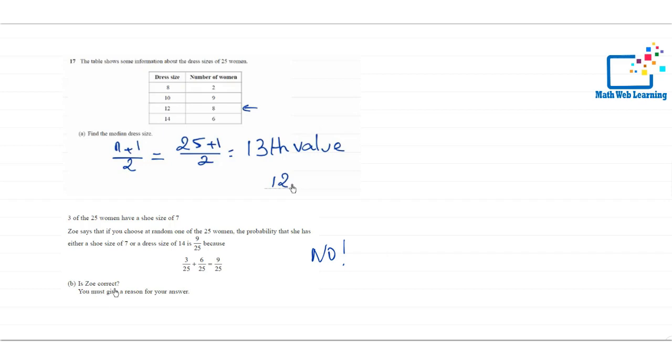Now question 17b. Is it correct to do this calculation? The answer is no, because the shoe size and dress size are not mutually exclusive. What does it mean? It means that if a woman has shoe size 7, she can also have a dress size 14. So the calculation should be 3 over 25 times 6 over 25. All right? Okay, not plus. Okay, I hope that helps.